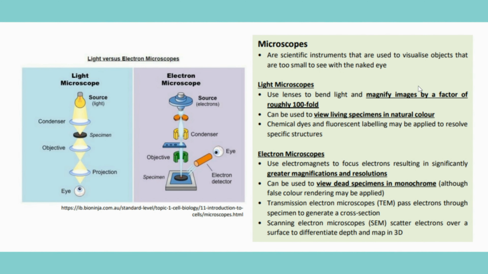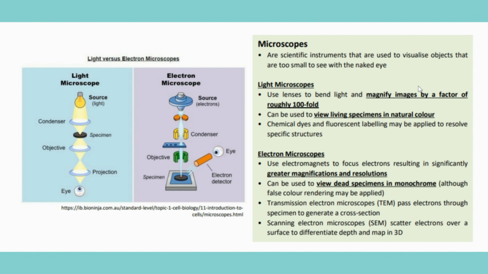This is an important application that you will see under the subject guide, where you need to know how to label, use and compare different microscopes, which are namely your light microscope as well as your electron microscope. So your light microscopes use lenses to bend light, as the name suggests, to magnify images by a factor of roughly 100-fold. So they can be used to view living specimens in their natural color, and chemical dyes and fluorescent labeling may be applied in order to resolve specific structures.